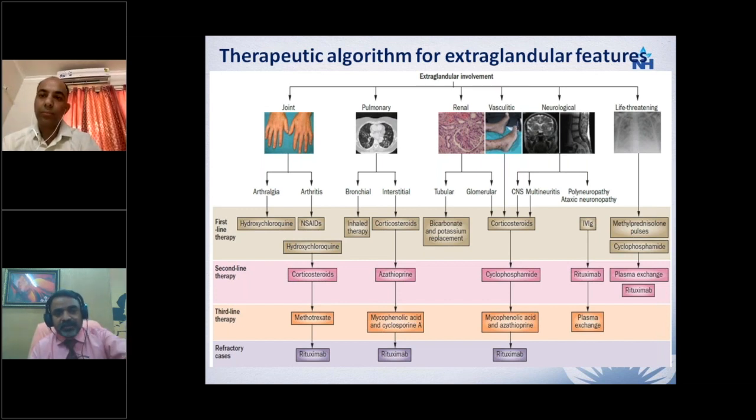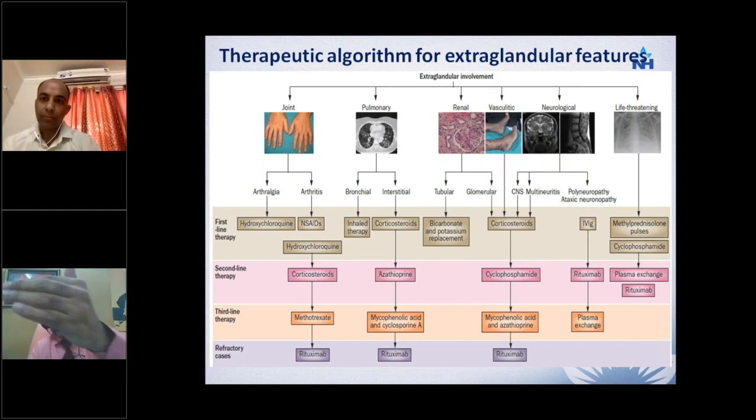If patients have joint symptoms, hydroxychloroquine is the first-line treatment. Second-line treatment is corticosteroid. Third line is methotrexate, and for refractory cases, rituximab. For pulmonary, it is the same: first-line treatment is steroids, followed by azathioprine, mycophenolate, and rituximab. Renal, the same. If tubular, potassium and bicarbonate replacement is important, as the patient presents with renal tubular acidosis. For glomerular disease, corticosteroid, cyclophosphamide, mycophenolate, and rituximab.